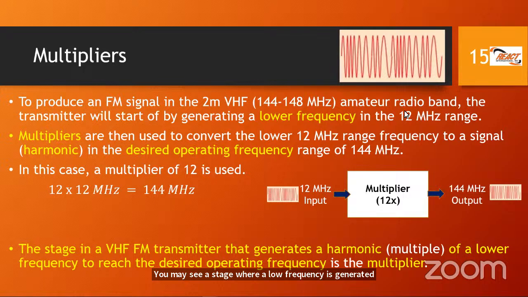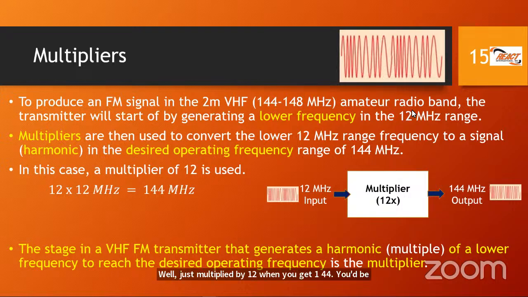So it might actually start off by generating it somewhere in the 12 megahertz range inside of the radio. But you don't want a 12 megahertz frequency. What you want is 144. Some of you are probably already shaking your head and saying, okay, you want to get to 144 and you're starting off at 12. Well, just multiply it by 12 and you get 144, and you'll be quite correct. That's exactly how it works.